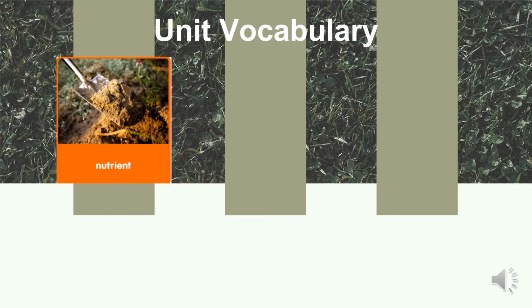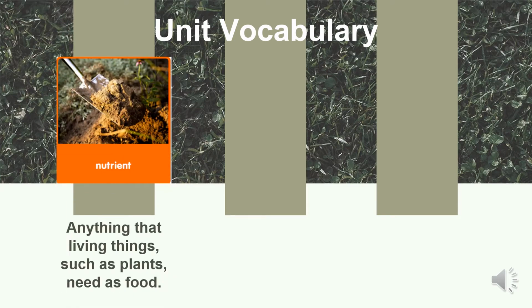Here are some of the vocabulary words that we will cover in this unit. Nutrient. It is anything that living things such as plants need as food. The plants get the nutrient from the soil because it has lots of minerals in it.